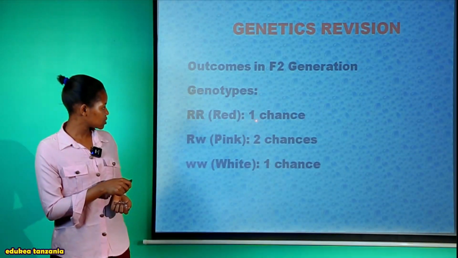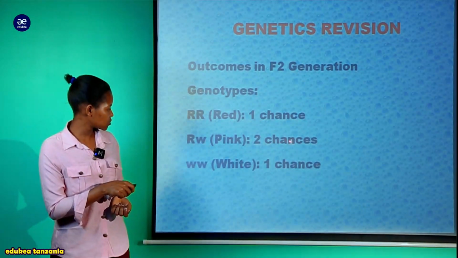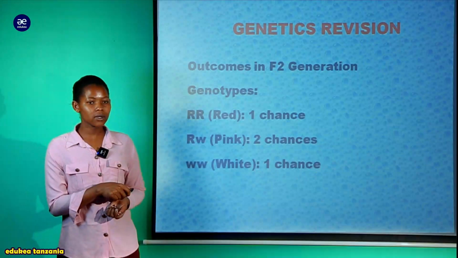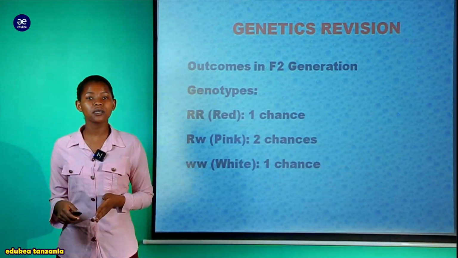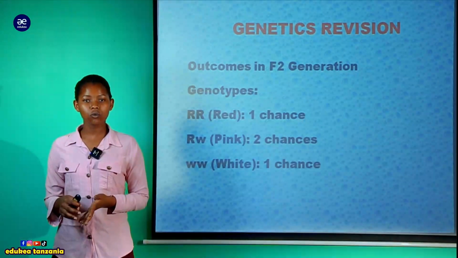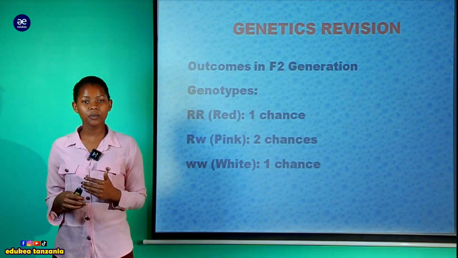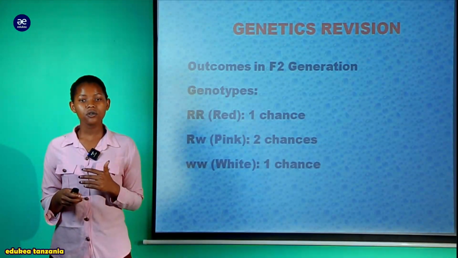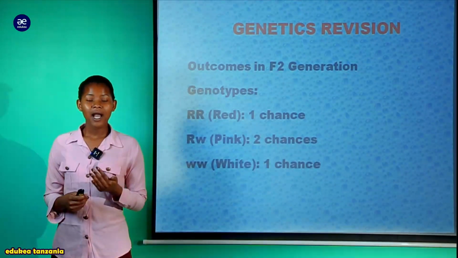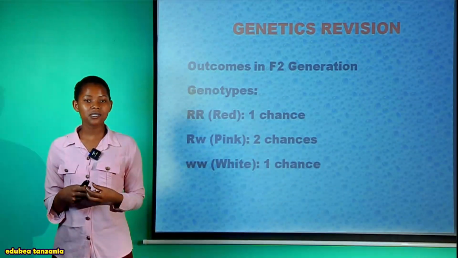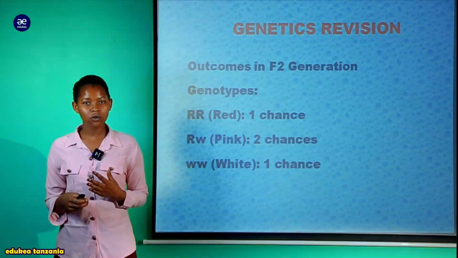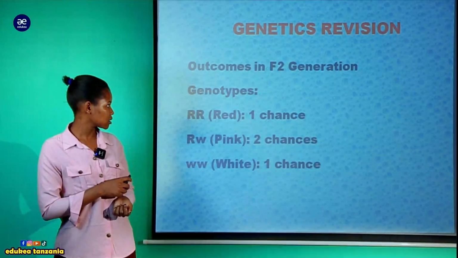Genotypes, red is 1 chance, pink 2 chances, and white 1 chance. So the ratio here will be 1:2:1. That is all about the genotypic ratio of the F2 generation. And wonderfully enough, this is the same as the phenotypic ratio of the F2 generation.